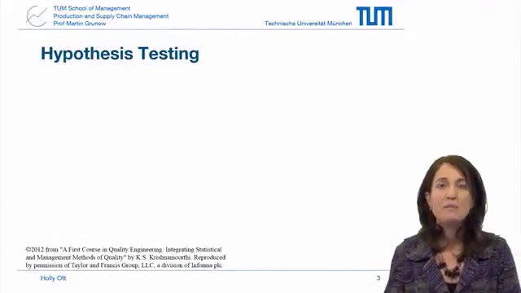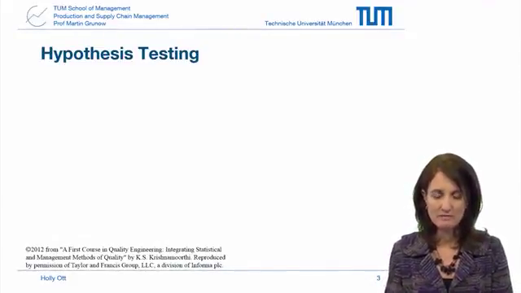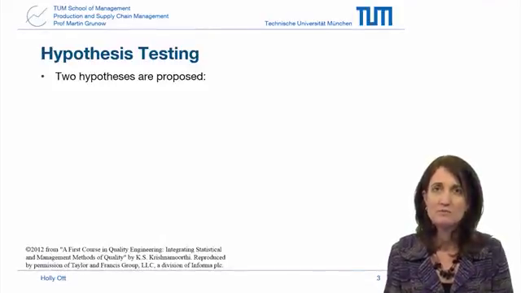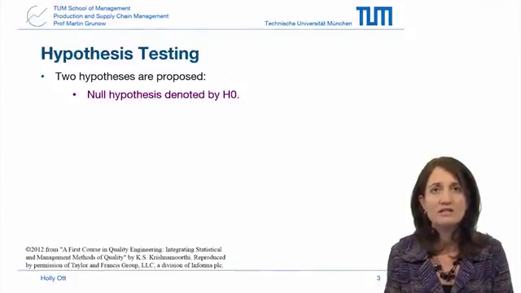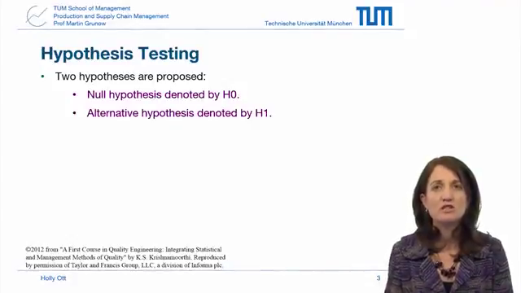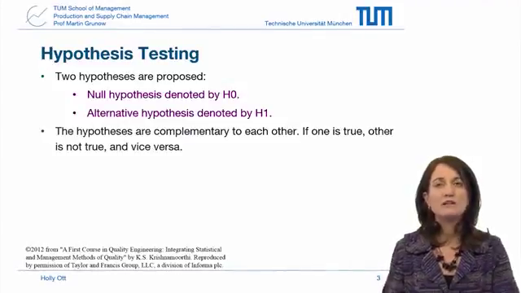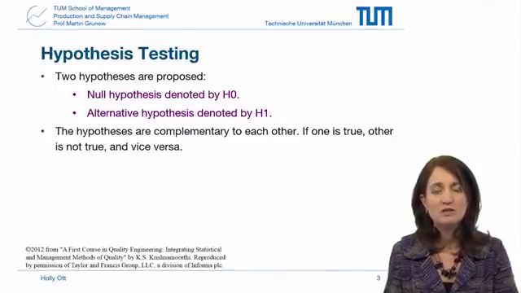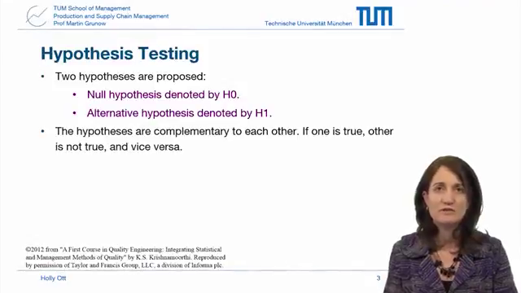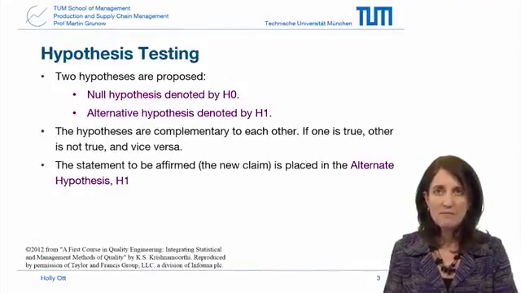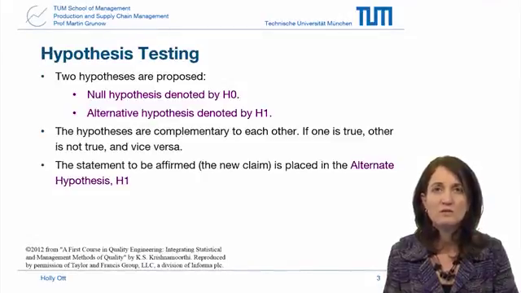So, the basic procedure for hypothesis testing. We have 2 hypotheses that will be proposed. One is called the null hypothesis, and this we denote by H0. And the other is called the alternative hypothesis, denoted by H1. Generally, the null hypothesis and the alternative hypothesis are complementary to each other. And this means that if one is accepted, then the other is rejected, and vice versa. The claim made about the parameter is normally included in H1.